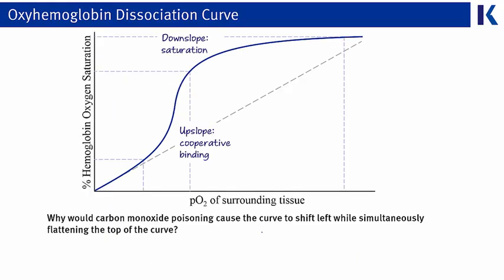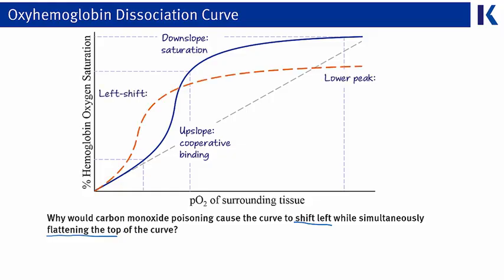Now let's see what carbon monoxide poisoning does to this curve. We're told in the prompt question that carbon monoxide is going to cause both a left shift and also it's going to flatten out the top of the curve. So it appears that carbon monoxide influences both factors, both the shift up initially and then the flattening out later.